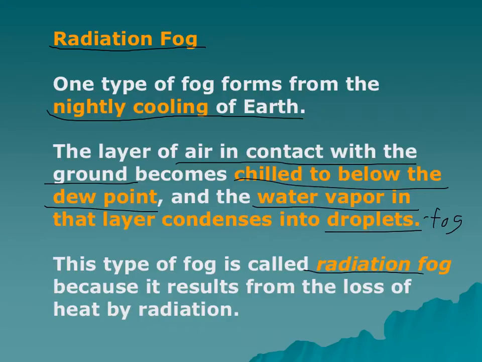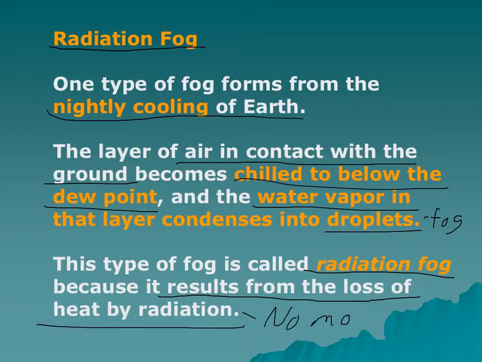This is called radiation fog. The whole reason it's called radiation fog is because it results from the loss of heat by radiation. So there's no more heat from the sun at night because the sun is not hitting the surface and heating the surface of the Earth anymore. So we got what is called radiation fog.